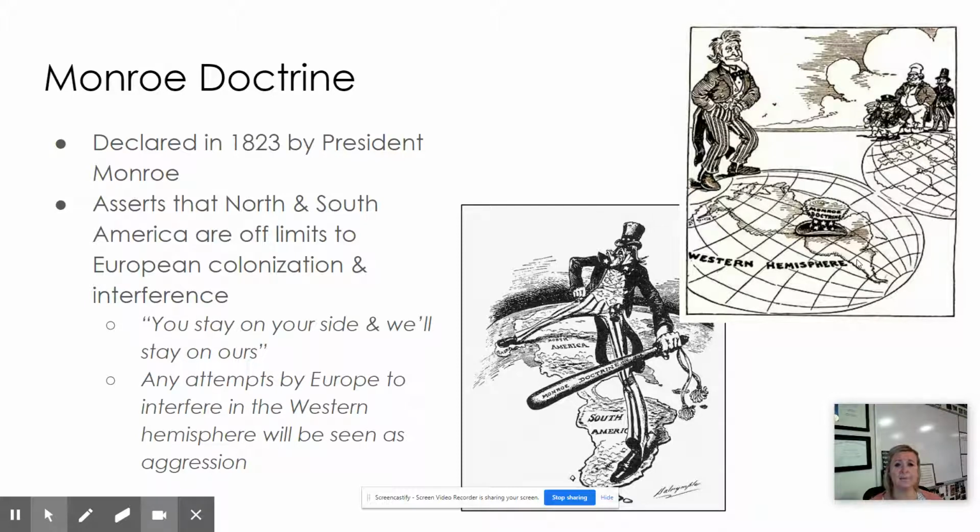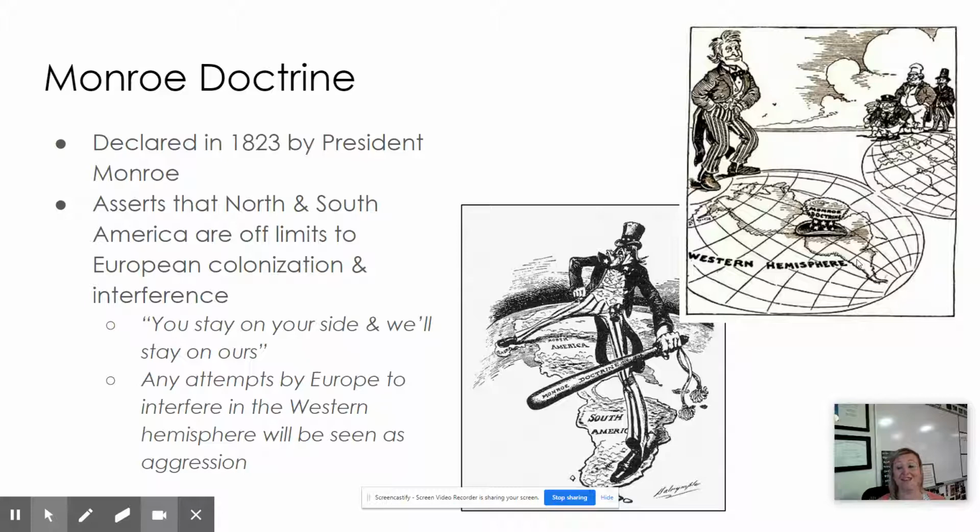So let's back up a little bit. Again, I'm going to refer back to something hopefully you talked about in your U.S. history class last year, and that's the Monroe Doctrine. The Monroe Doctrine is created in 1823 by President Monroe. And it asserts, as you can see on the slide, that North and South America are off limits to European colonization and interference. And I love this phrase. Ms. Kiefer made this slide, and it says, "You stay on your side and we'll stay on ours."